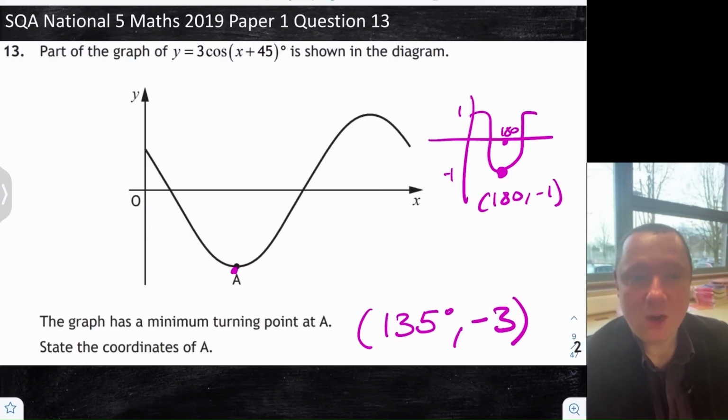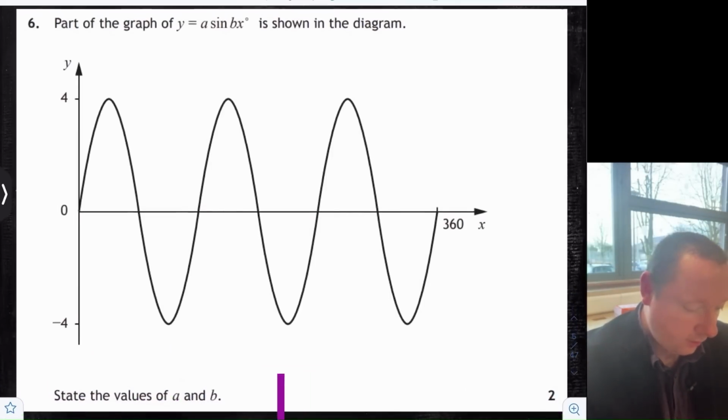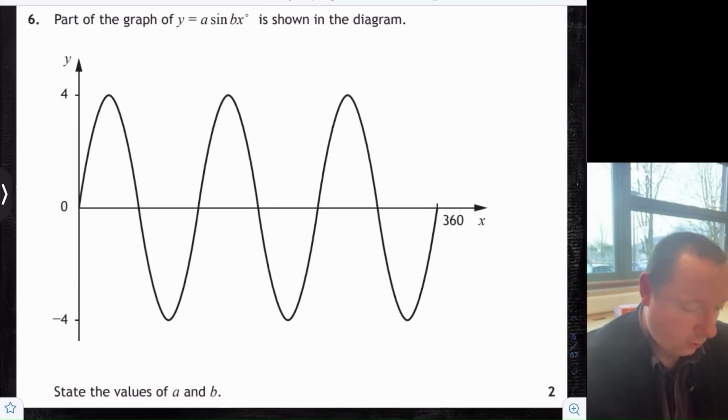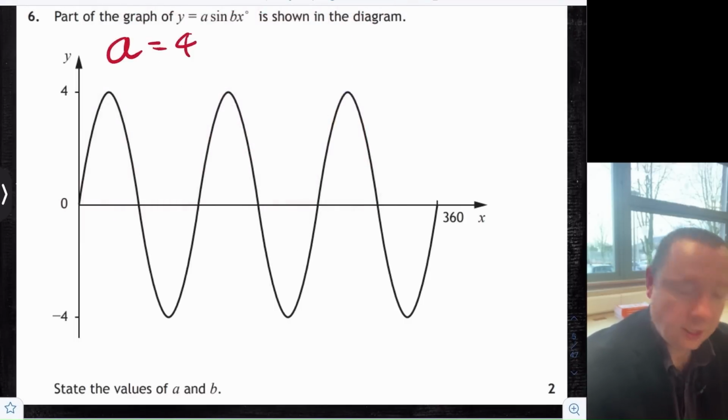National 5 Maths 2015, paper 1, question 6 said the graph of part of y equals a sin bx is shown. State the values of a and b. So the number in front means the amplitude, so I'll go up, it goes up to 4 and down to minus 4. So straight away I can just write down that a equals 4, just like that.